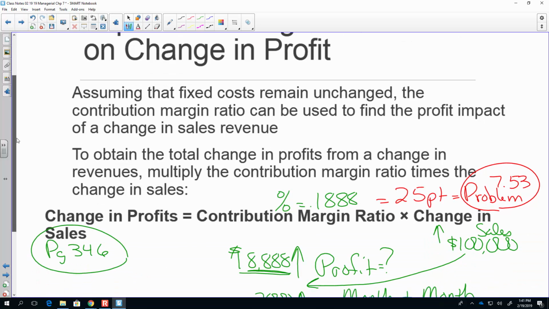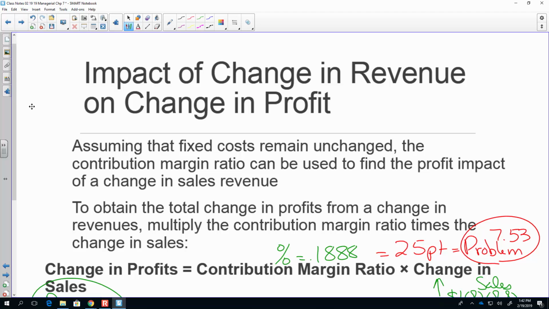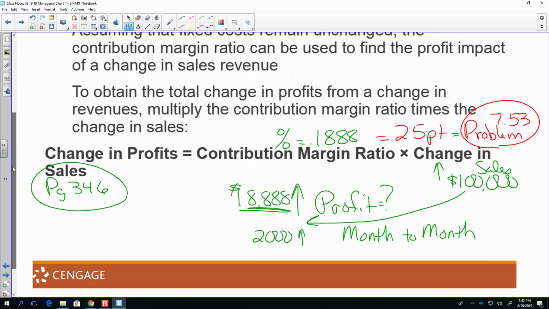We ended last week, Thursday, on this change or impact of a change in revenue on our profit. And to do that computation, we do need our margin ratio. So here it is. As an example, we had a percentage of margin, 0.1888. We take that times our change in sales. Our sales went up 100,000 in dollars. That will impact our profits by making them go up by $18,888. So this is on the test.